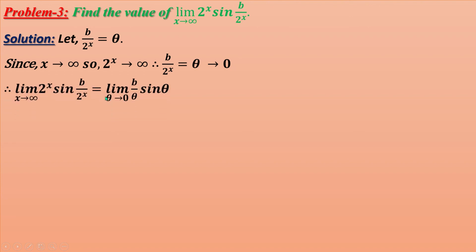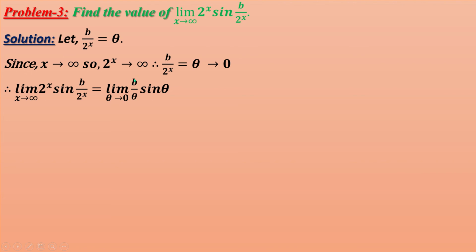As a result, b by 2 to the power x is equal to theta. So 2 to the power x equals b divided by theta. That means 2 to the power x is equal to b by theta, and this is multiplied by sine theta.